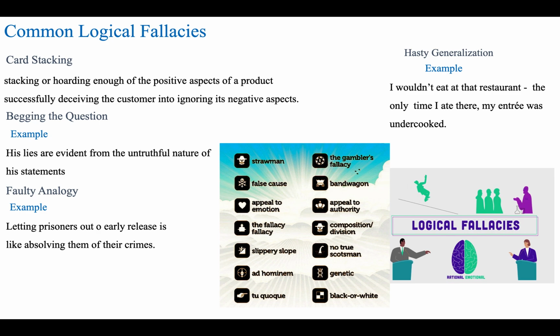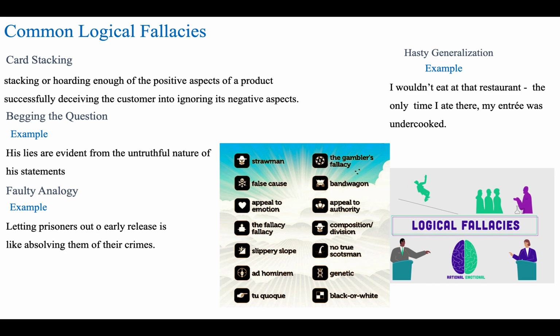The next one is begging the question, which occurs when a writer simply restates the claim in a different way, in such a way that an argument is circular. An example would be: his lies are evident from the untruthful nature of his statements, which they're basically saying the same thing, just worded a little weirdly.